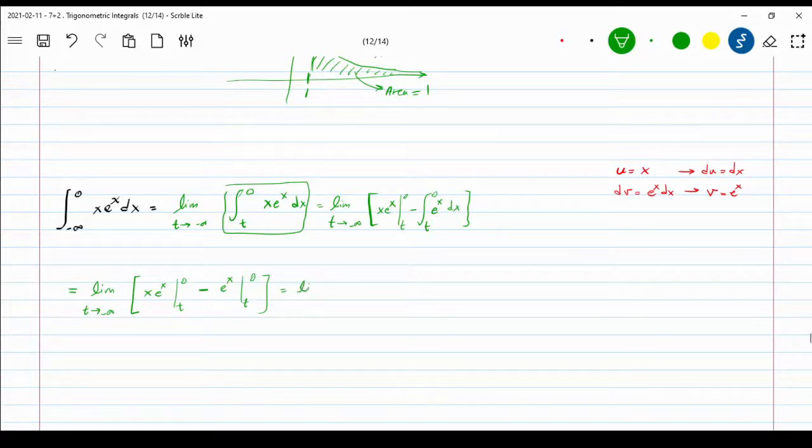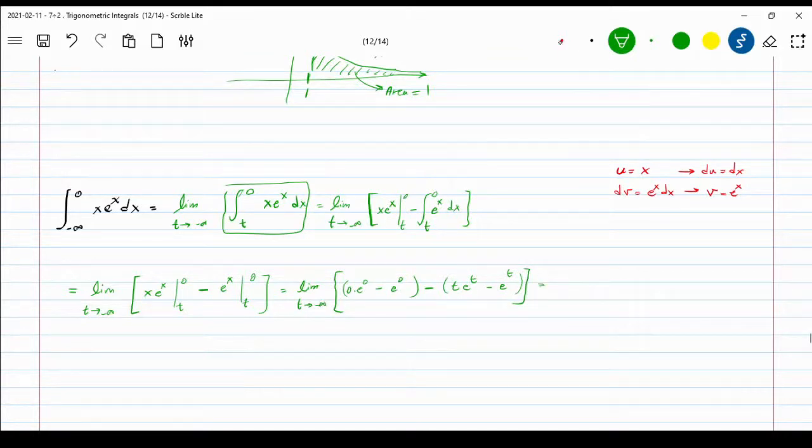Okay, so limit, if you evaluate at 0, you'll get 0 times e to the 0 minus e to the 0, then minus, if you evaluate at t, it would be t e to the t minus e to the t, and this part, the negative, is between both as t approaches negative infinity.